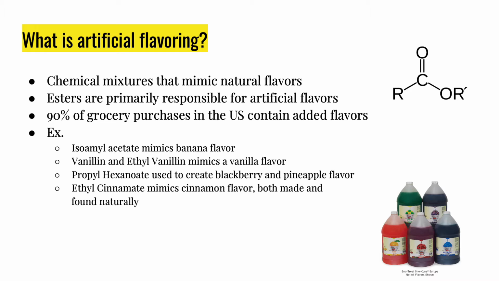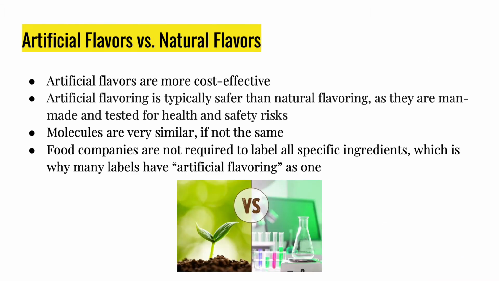In the chemical makeup, esters are primarily responsible for artificial flavors. One fact is 90% of grocery purchases in the US contain added flavors. A few examples of flavors: isoamyl acetate mimics banana flavor, vanillin and ethyl vanillin mimic a vanilla flavor, propyl hexanoate is used to create blackberry and pineapple flavors, and ethyl cinnamate mimics cinnamon flavor, both made and found naturally. So artificial flavors versus natural flavors, what's the difference?